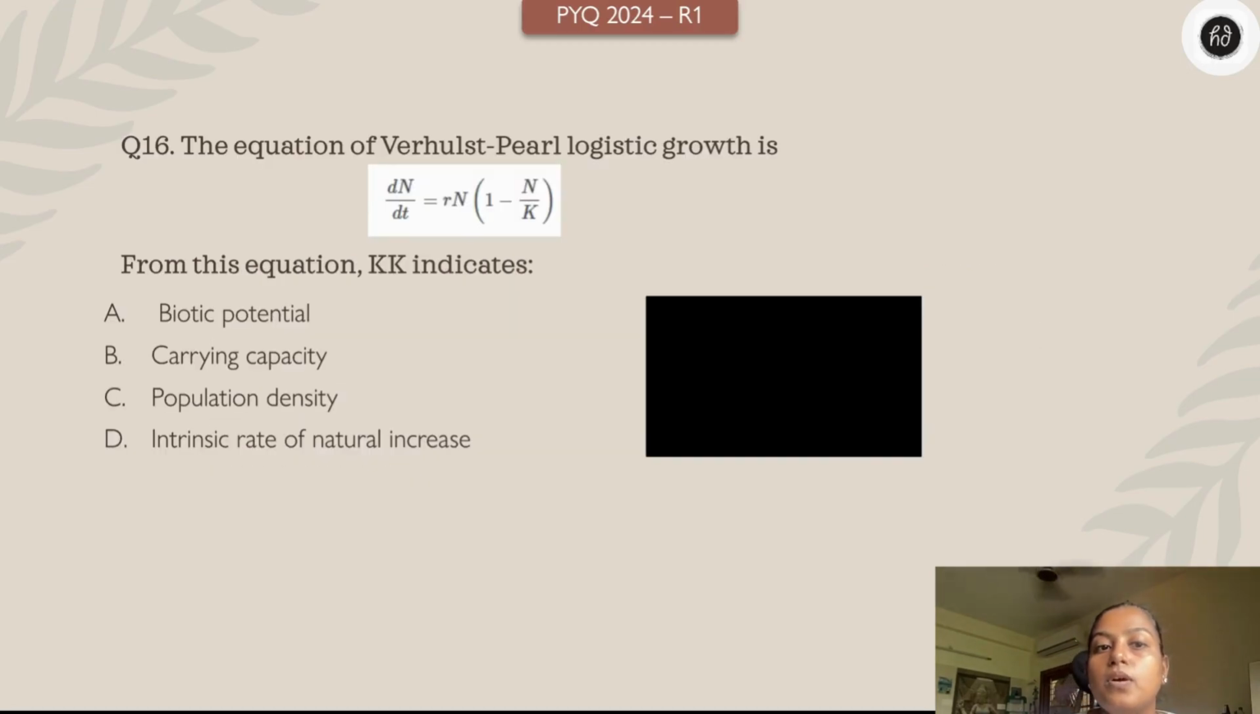The equation of Verhulst-Pearl logistic growth is this. Do you agree? Okay. From this equation, they are asking you what is K. K indicates biotic potential, carrying capacity, population density, intrinsic rate of natural increase. 3, 2, 1, right? Now your time starts.